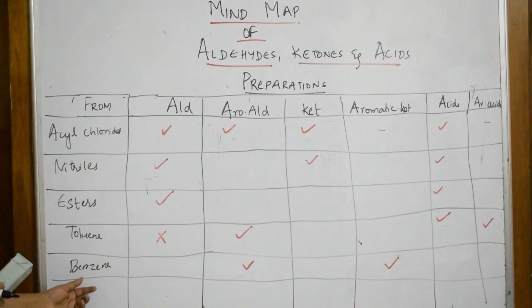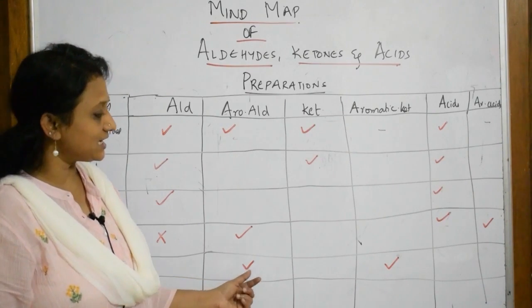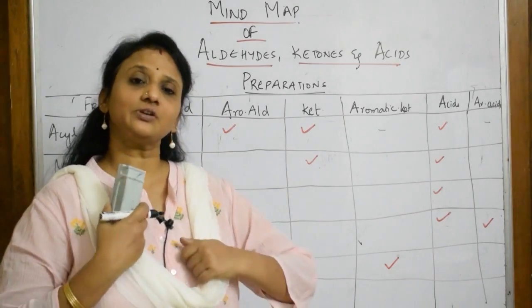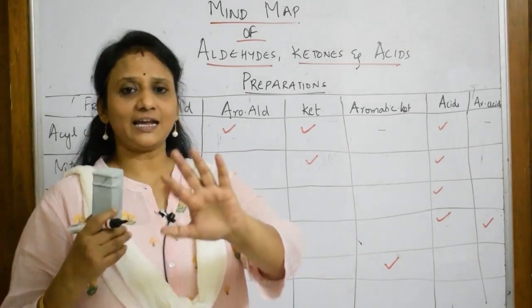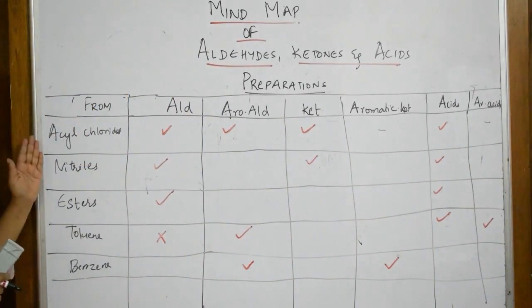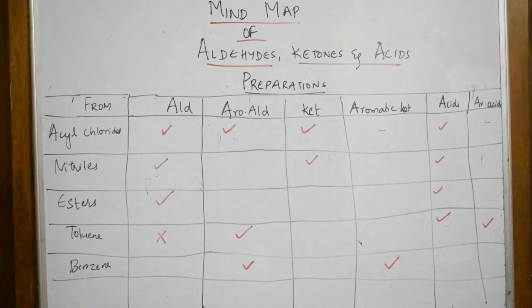Then comes benzene. Benzene, again aromatic compound. I can prepare aromatic aldehyde as well as aromatic ketone. I think little bit understanding you have got. First, whatever you study, you need to understand where I can apply that particular reactant. So note this table. These are the things. Now let us come back and do the next part.